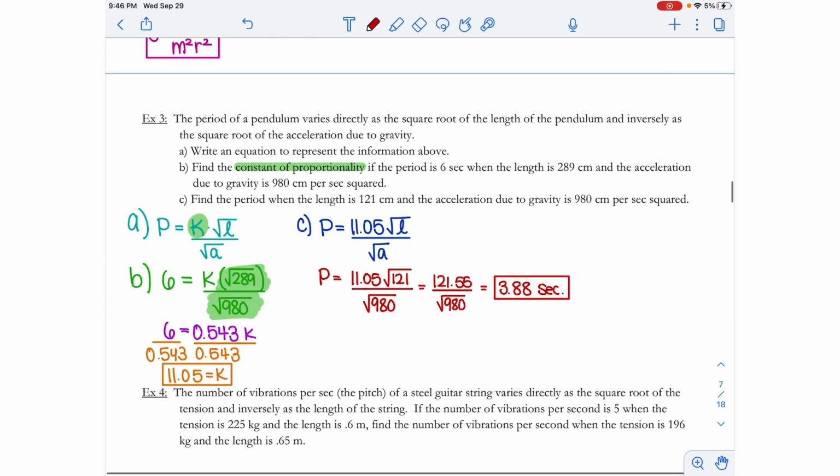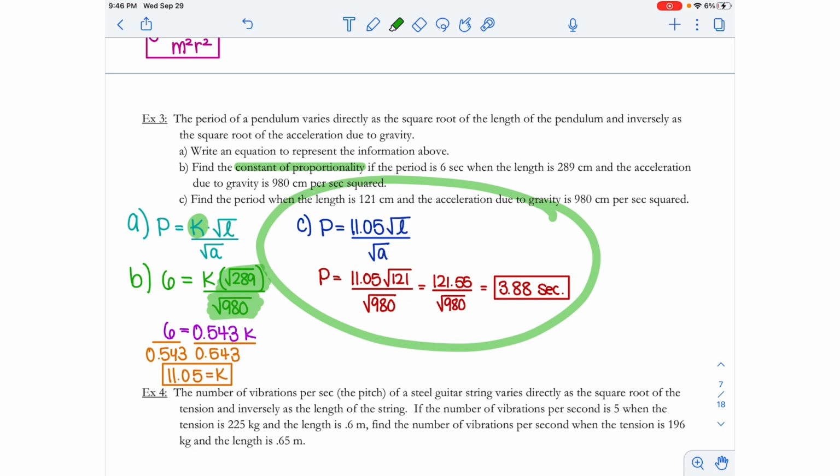That's the answer. All right, so those are the 3 examples I'm going to do. So the deal is this. You start by writing the equation, okay? Directly means to multiply, inversely means to divide. You then find your k value by plugging in a number for every letter except for k. All right, then you solve for k, you get k by itself, and then you use that k value to actually answer the main question.